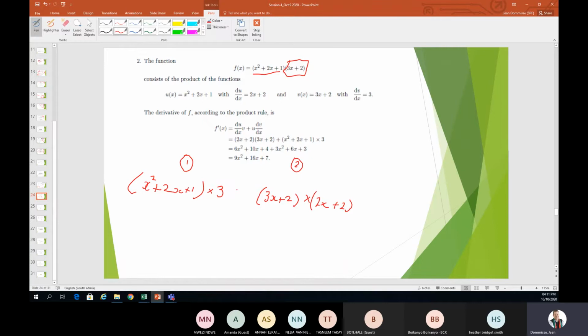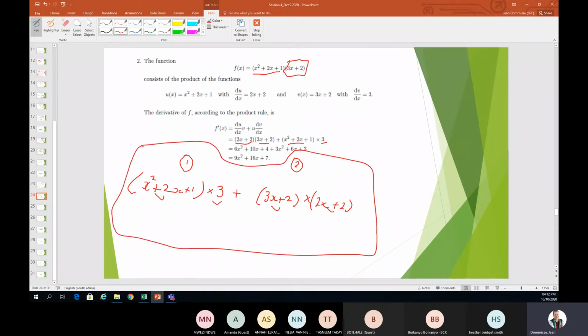And then you basically add those two together. You can see, here they did it the other way around, but there is your 2x plus 2. There is your 3x plus 2. There is that one, and there is the 3. So it doesn't matter which way you want to remember it. For me, it's always easier: I take the first term and multiply it by the differentiation of the second one, plus take the second term and multiply it by the differentiation of the first term.